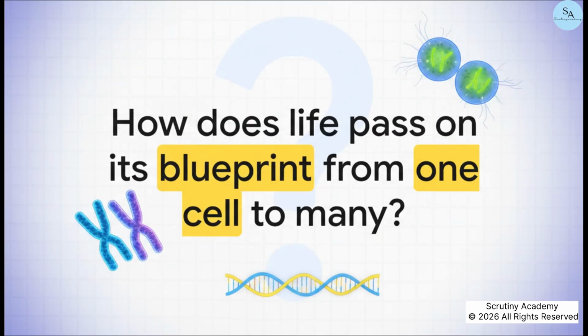Have you ever really thought about this? I mean, how does a single cell become, well, us? And how does life keep going generation after generation? The answer to both of these massive questions comes down to two amazing processes: mitosis, which is all about growth and repair, and meiosis, which is how we reproduce. These two are basically the engines of life itself.